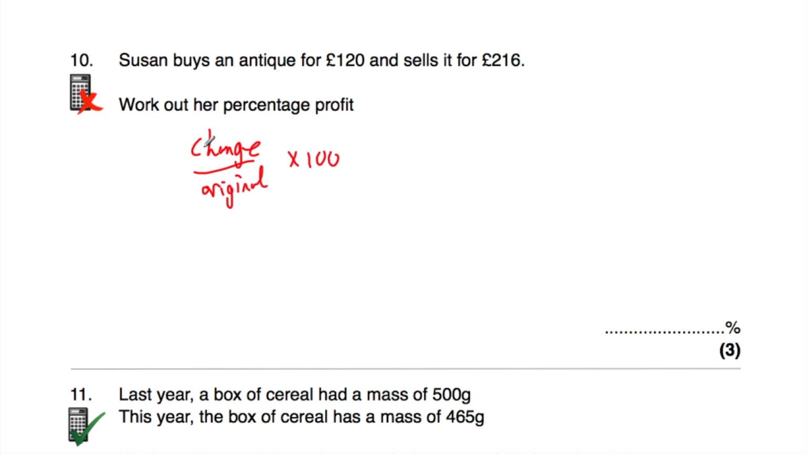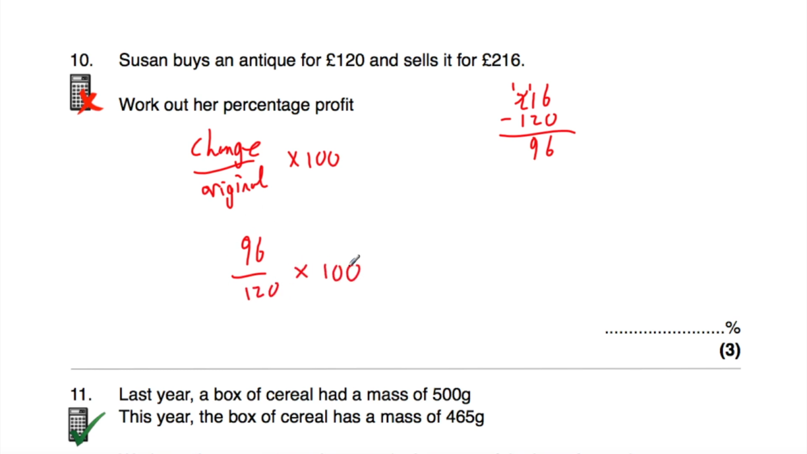So in terms of the change, let's find out what it changes by. Let's do 216 take away 120. 6 take away 0 is 6. 1 take away 2, let's borrow, so that's now 11. 11 take away 2 is 9. And 1 take away 1 is 0. So it's going to be 96. So the change is £96. It goes up by £96. So 96 divided by the original, which is 120, times 100.